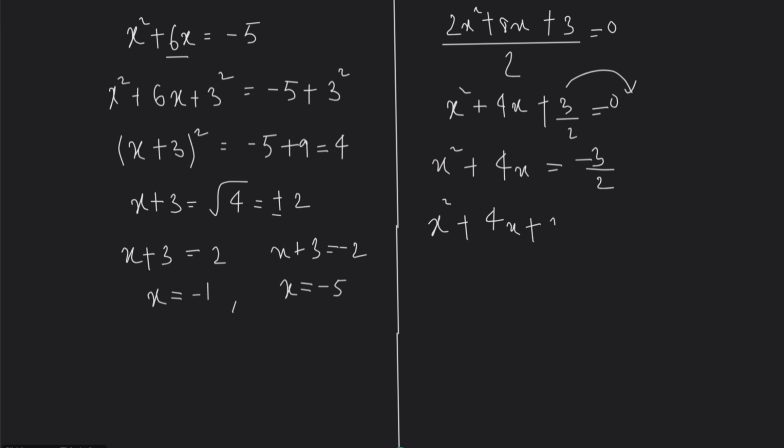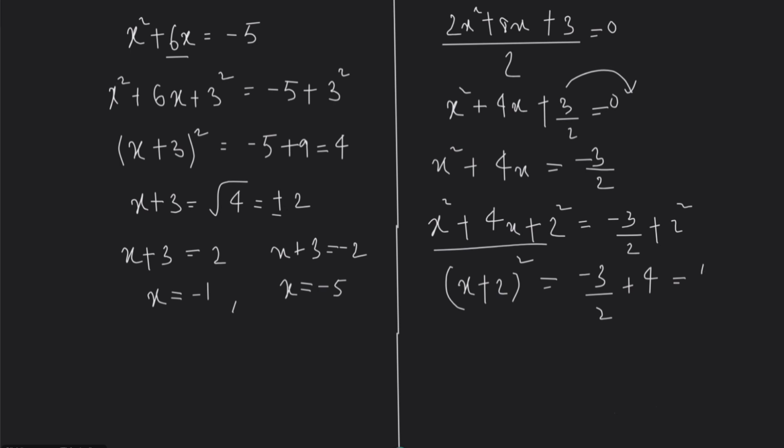So the equation now becomes x square plus 4x plus 2 square equals negative 3 over 2 plus 2 square. Now we have completed the square on this side, which can be written as x plus 2 whole square equals minus 3 over 2 plus 4, which can be simplified as 5 over 2. Now x plus 2 will be equal to plus or minus square root of 5 over 2, which means x will be equal to minus 2 plus or minus root of 5 over 2. Hence this is the solution. So we are done with the completing the square method.